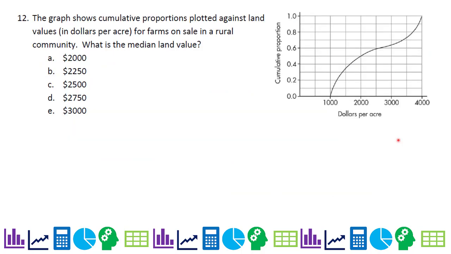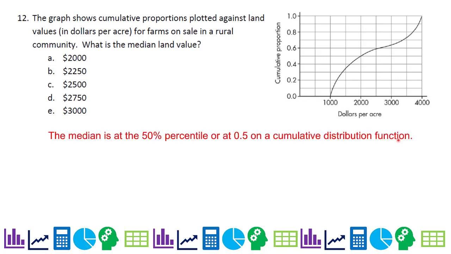Number 12. The graph shows cumulative proportions plotted against land value in dollars per acre for farms on sale in a rural community. What is the median land value? So the median is at the 50th percentile, or 0.5 on a cumulative distribution function, which would be right there. As I go across that, and then I drop straight down, I get 2,000. So $2,000 per acre is the median value.